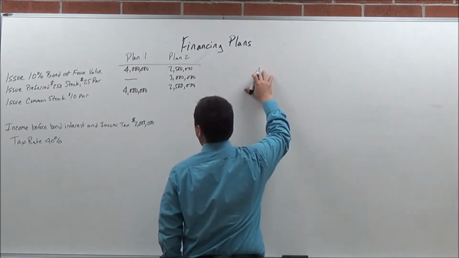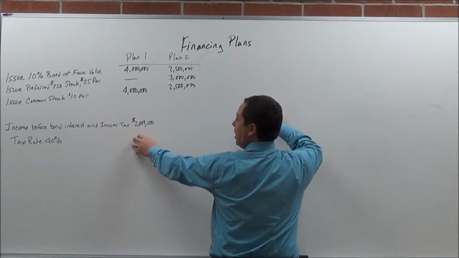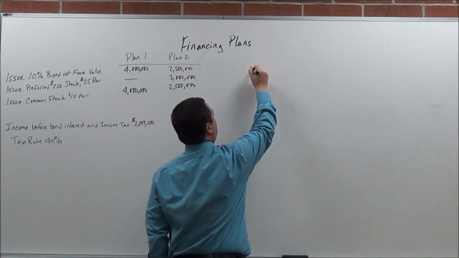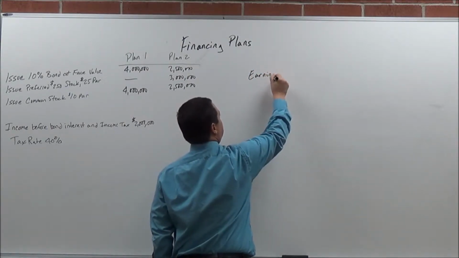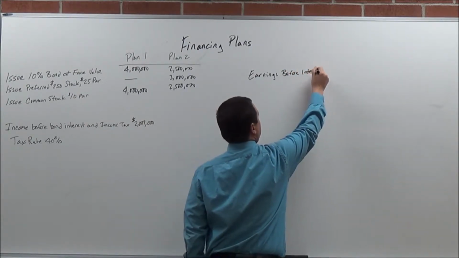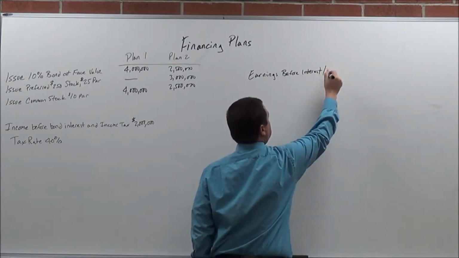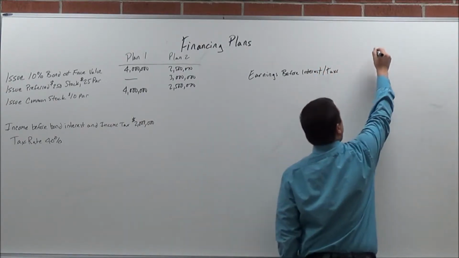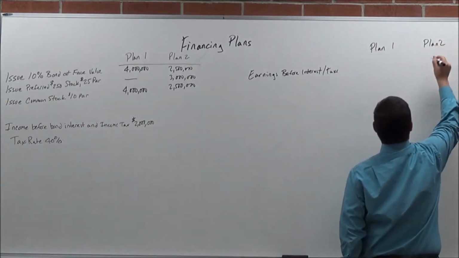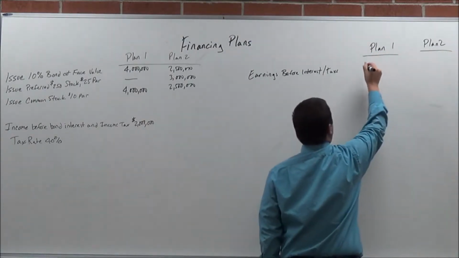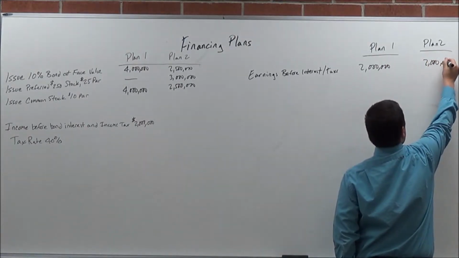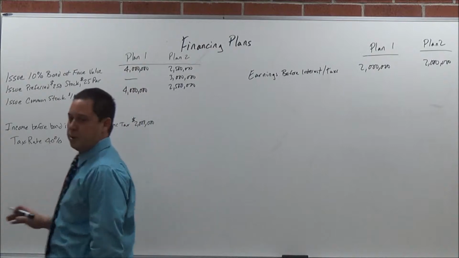The first step is, as you can see, they made income before interest and income tax of $2 million. So we'll put it up here: earnings before interest and taxes. And so what we'll have is Plan 1 and then Plan 2. We have 2 million in both of those because nothing has changed. We still have the 2 million there.